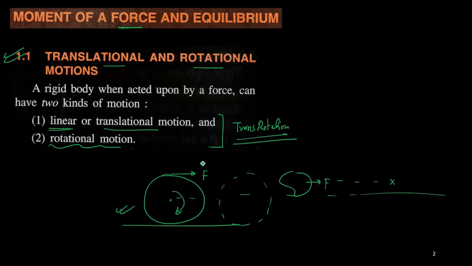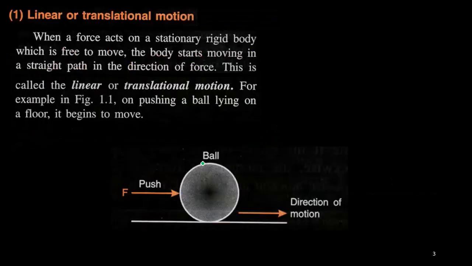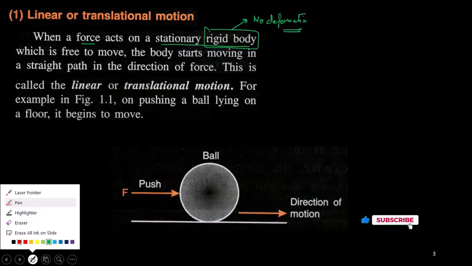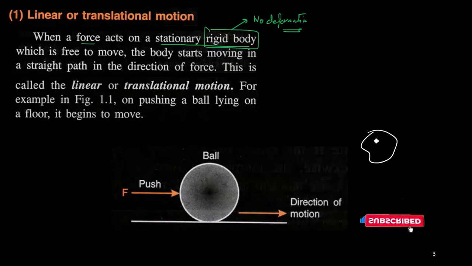Once I apply a force, these kinds of possibilities are there. When a force acts on a stationary rigid body, what does rigid body mean? Rigid body means there is no deformation. If I apply a force on a body, the effect of the force may be to deform the object. Let us say I take a substance made of clay.